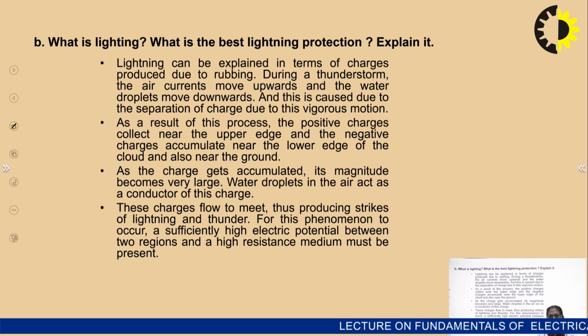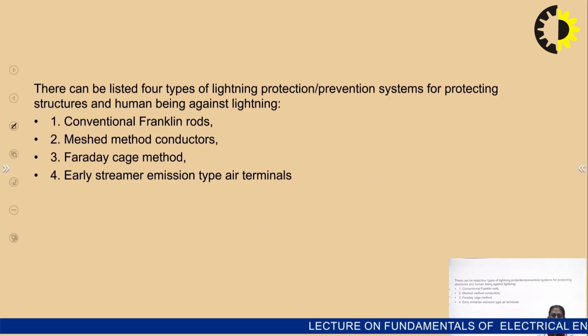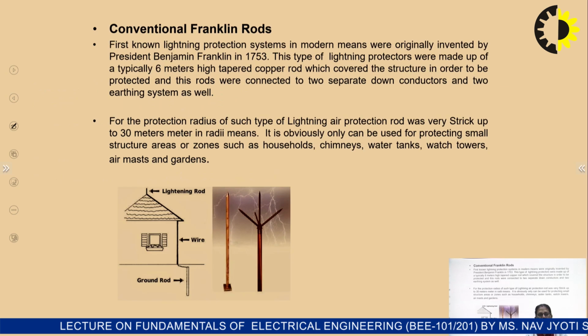For lightning protection, we can provide various kinds of protection. The conventional Franklin rods are used. The meshed method conductors are used. The Faraday's cage method is also used. Then early streamer emission type air terminals are also used as protection, as has been asked.